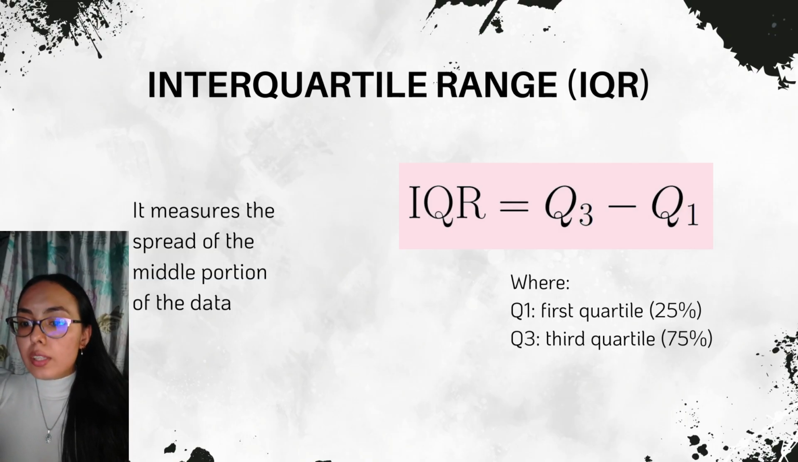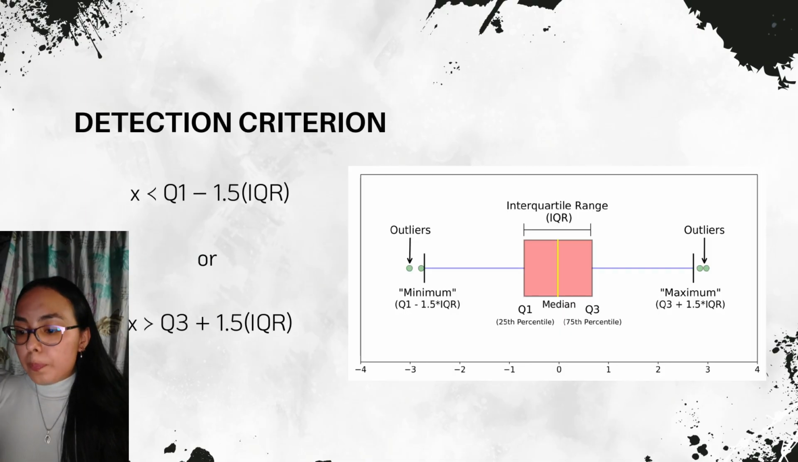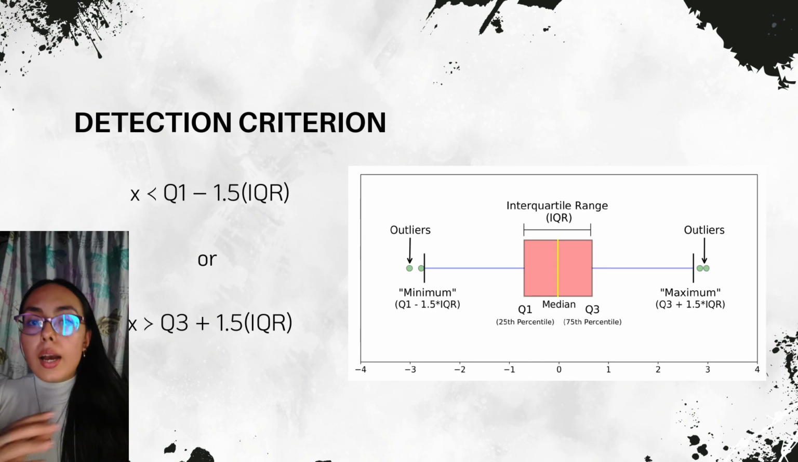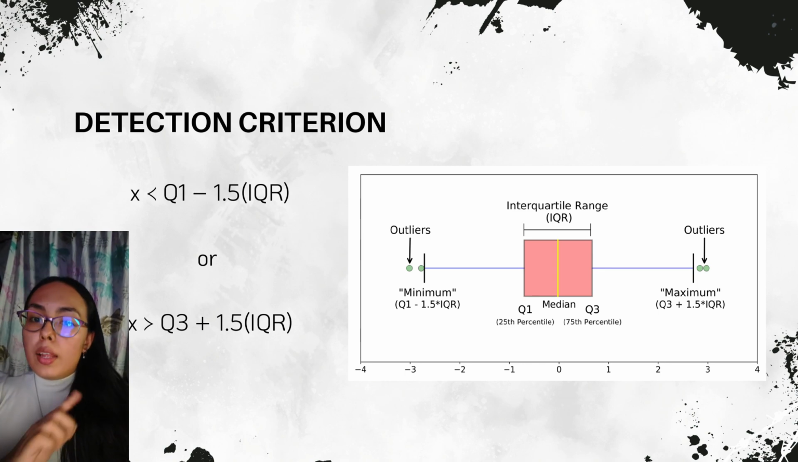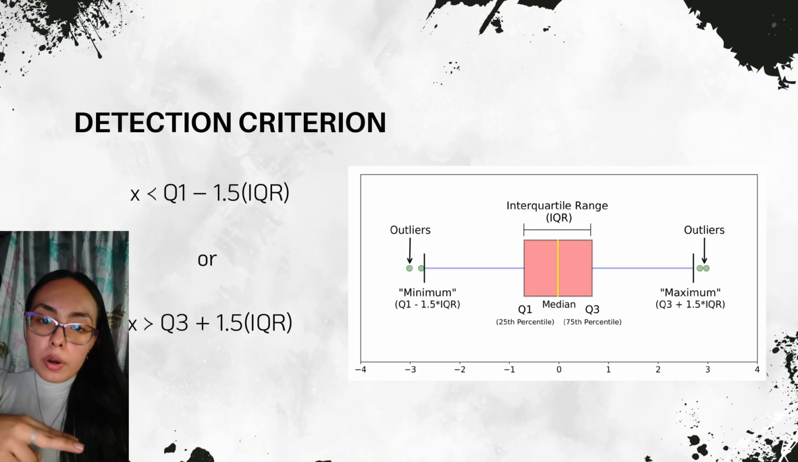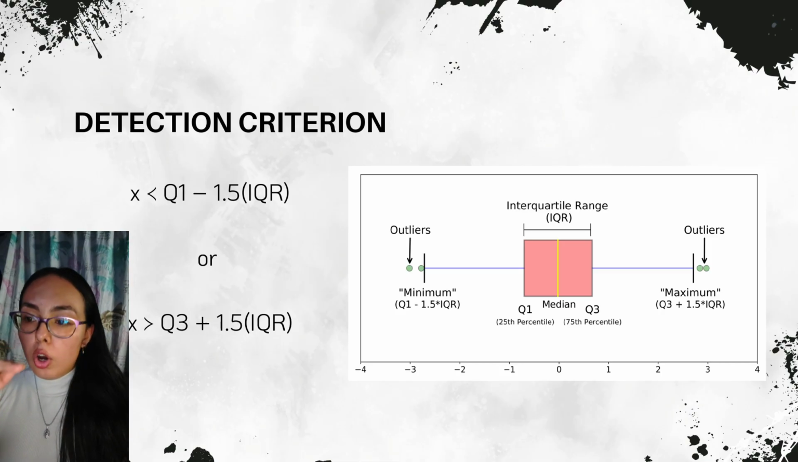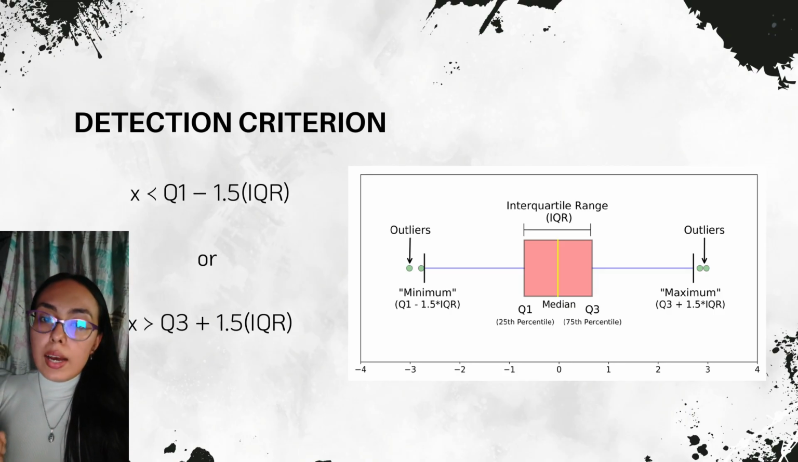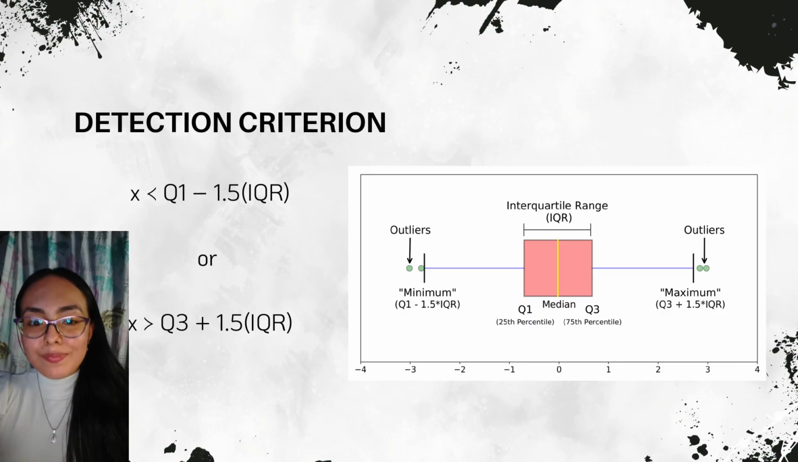For this method, there is the following detection criterion. To detect outliers using IQR, we define lower and upper bounds. Any value below the lower bound or above the upper bound is considered an outlier. In this picture, you can see a box plot with their respective outliers.